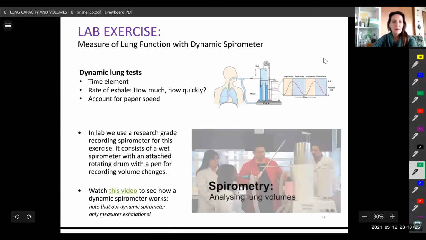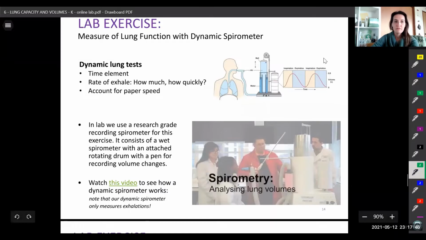We want to keep in mind that the main difference here between the static and the dynamic spirometry for purposes of the lab exam is the element of time. The dynamic lung test takes into account the time it takes you to exhale, and if it's a machine that can measure inhalations, the time it takes you to inhale as well. And for our purposes, we're not only interested in the total time it takes for exhalation, but how quickly you can exhale, right, in order to get an indication of obstructive disorders.